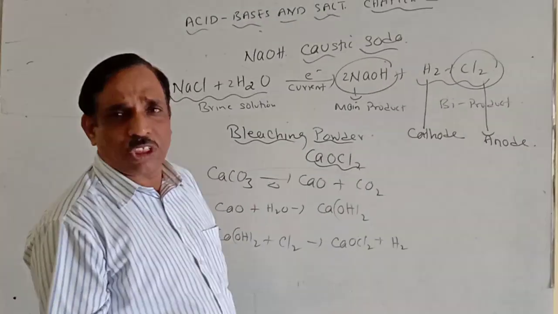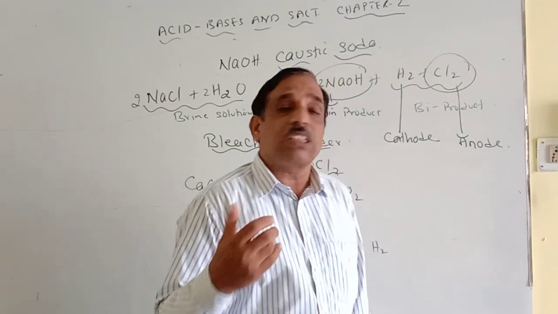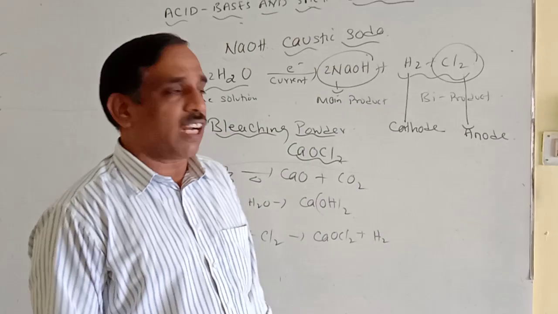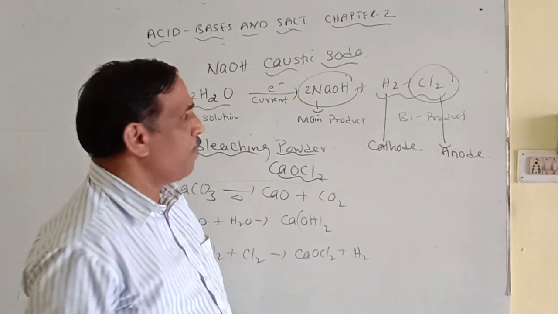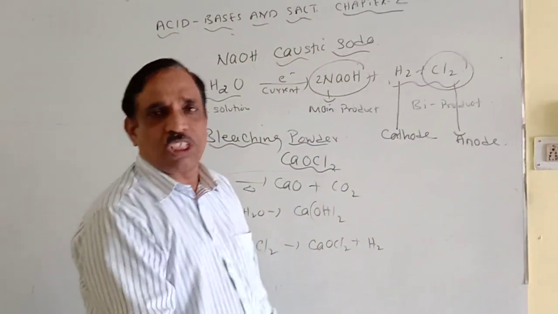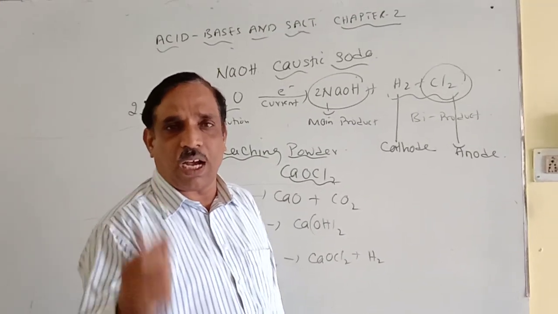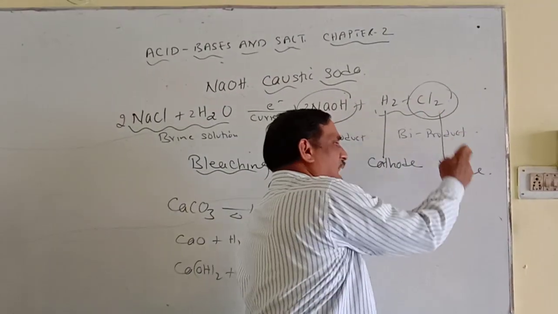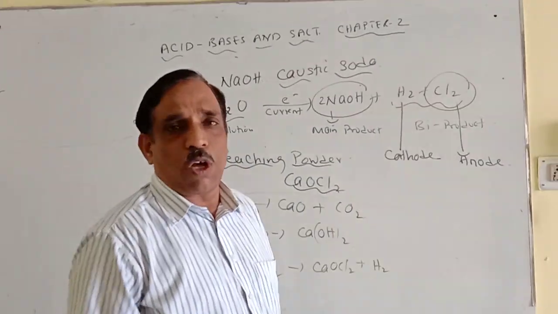So what type of questions can be asked? A straightforward question is, what is the chlor-alkali process? Or a second type of question is, what are the main product and byproducts of the chlor-alkali process? The main product is sodium hydroxide, the caustic soda. The byproducts are hydrogen and chlorine. The third type of question which can be asked in this exam is, name the gas collected at the cathode and the anode. The gas at the cathode is hydrogen gas. The gas collected at the anode is chlorine gas. These are what we expect in the chlor-alkali process.